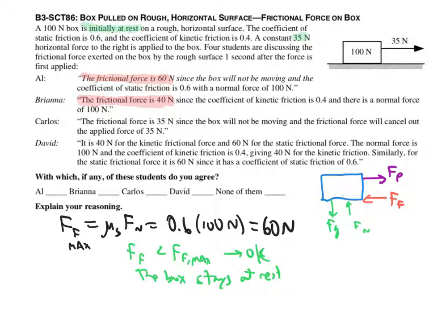Carlos says the frictional force is 35 newtons since the box will not be moving, and the frictional force will cancel out the applied force of 35 newtons. And that turns out to be consistent with what we found.